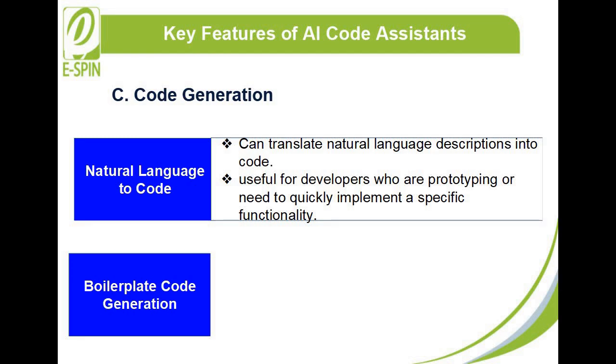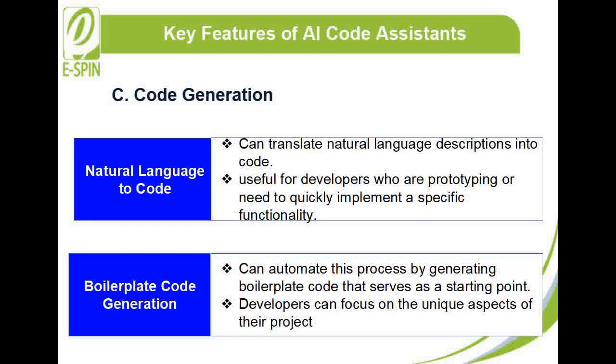Boilerplate code generation. Developers often need to write repetitive code for common tasks, such as setting up a server, connecting to a database, or creating a user interface. AI code assistants can automate this process by generating boilerplate code that serves as a starting point. This pre-generated code can then be customized to fit the specific requirements of the project. By automating the creation of boilerplate code, developers can focus on the unique aspects of their project rather than getting bogged down in repetitive tasks.